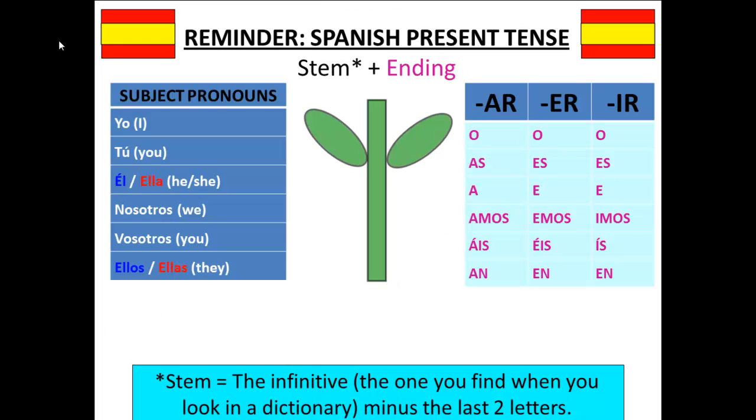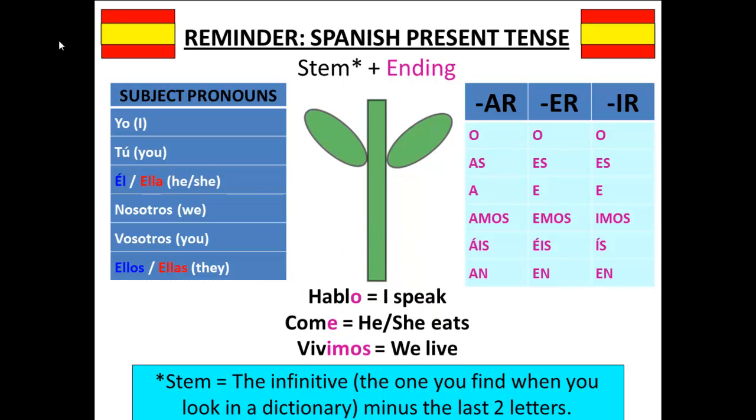Here's another reminder of how to form the Spanish present tense. Stem plus ending. Now it's going to be a little bit harder, but only refer to this if you need to. And here are your 3 examples. Hablo, I speak. Come, he or she eats. Vivimos, we live.